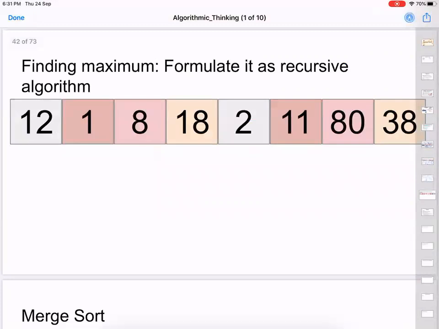Okay, let's just look at this. So we were talking about this previously and we have looked at it as an iterative algorithm. Finding the maximum number in an array, how can we formulate it as a recursive algorithm? Can you think about it? Previously we looked at it as an iterative approach where we took pairs of 2 and every time we were comparing those 2 and then the resultants, and so on and so forth. How can we formulate it as a recursive algorithm?